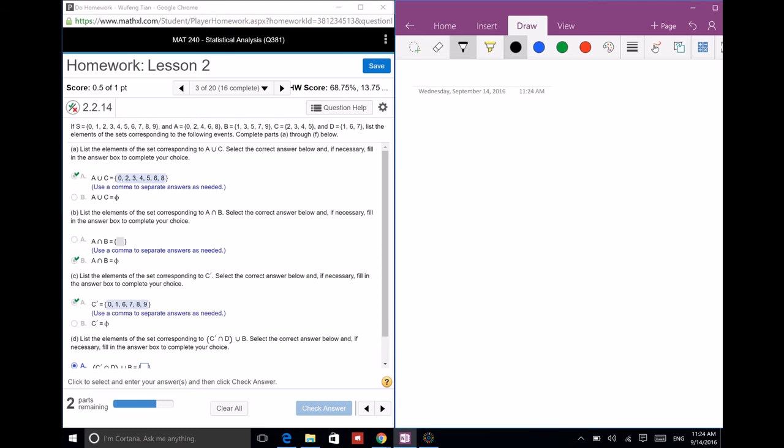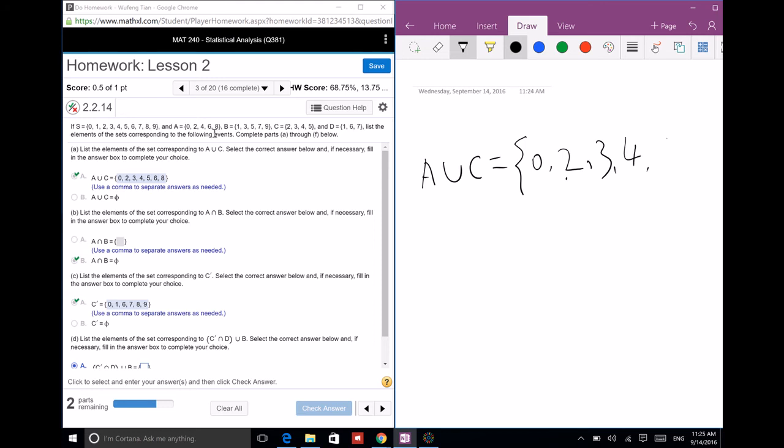So A union C: basically just put all the A and C numbers together. From A you have 0 and 2, and from C you have a 3. Although C has a 2, it's already here, so you only write it once. And 3 and 4.